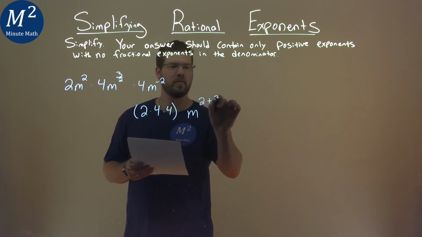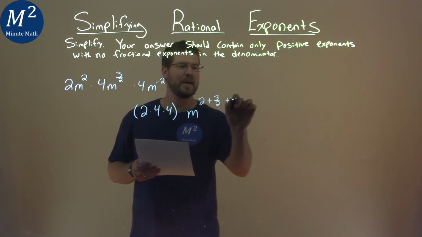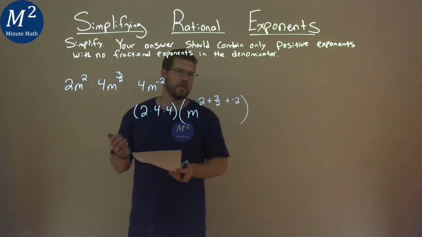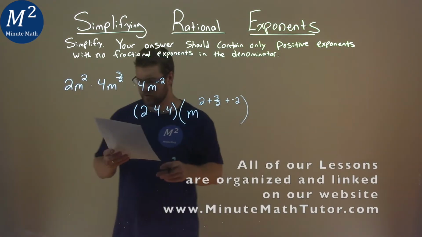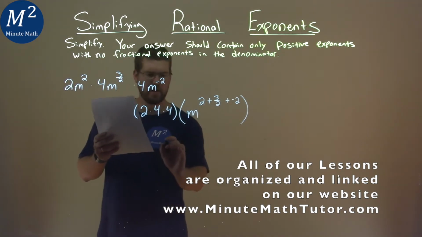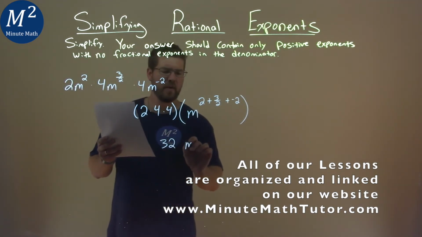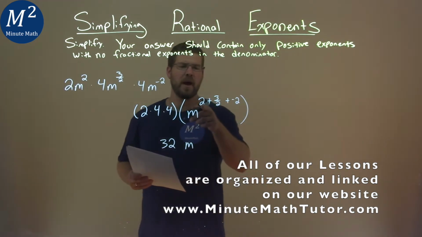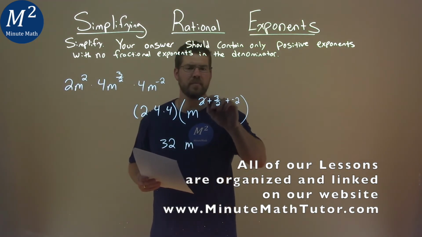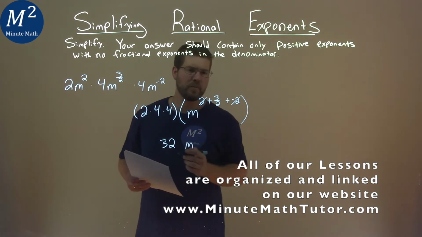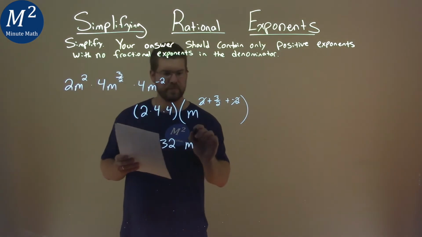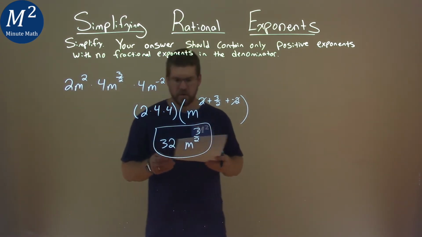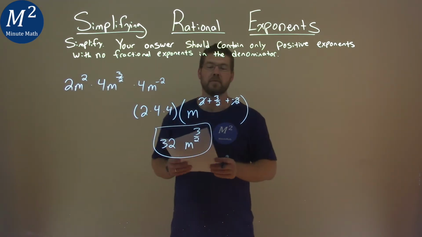So it looks like this: 2 plus 3/2 plus a negative 2. Hopefully this is pretty easy for you to see. 2 times 4 times 4 is 32. And then we have m to our power once we add it up. Now let's be smart about it. We're adding a 2 and subtracting a 2, which comes out to 0. So we're left with just the 3/2, and our final answer here is 32m to the 3/2 power.